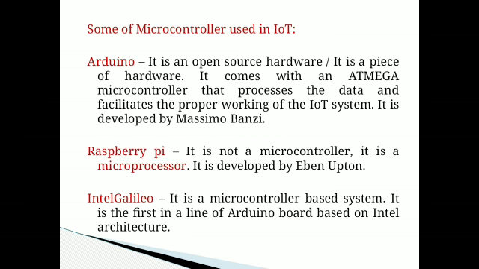Hope you all know what a microprocessor is and what a microcontroller is. A microcontroller is a small computer. A microprocessor is an electronic component that is used by the computer to do work. So in this concept you can understand: Arduino means microcontroller. Raspberry Pi is not a microcontroller, it is a microprocessor. Intel Galileo is a microcontroller.